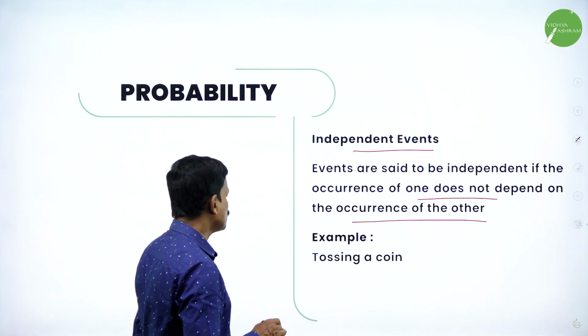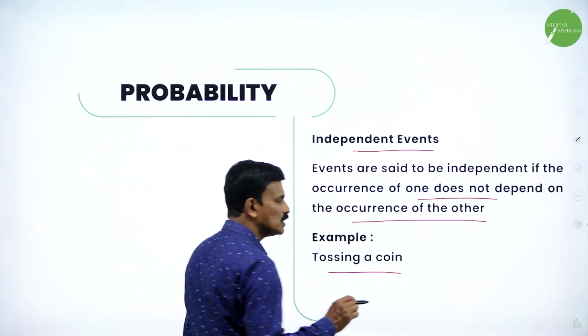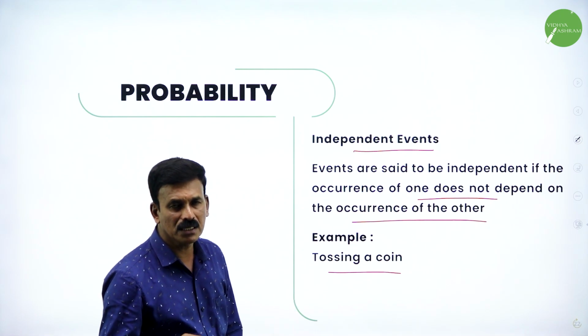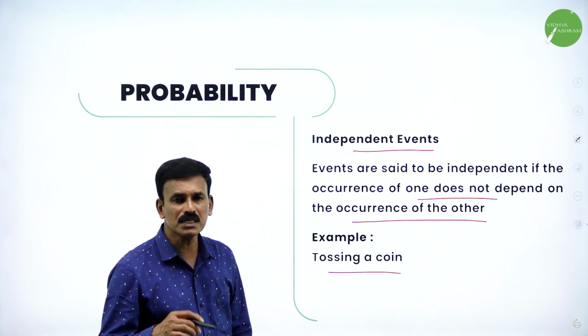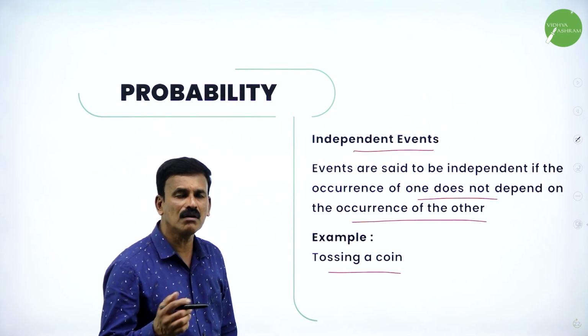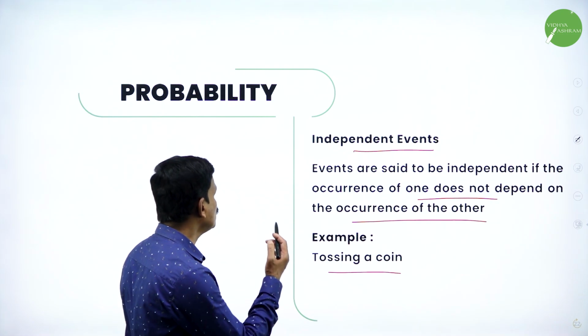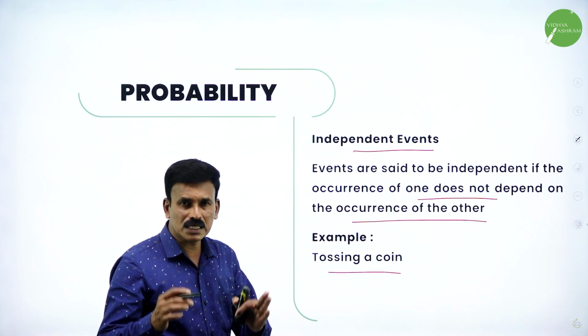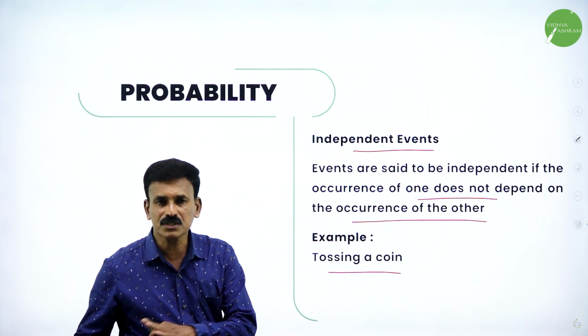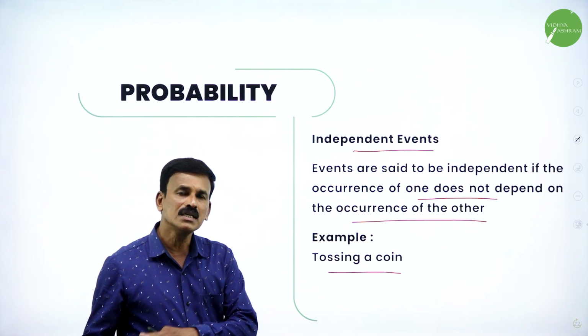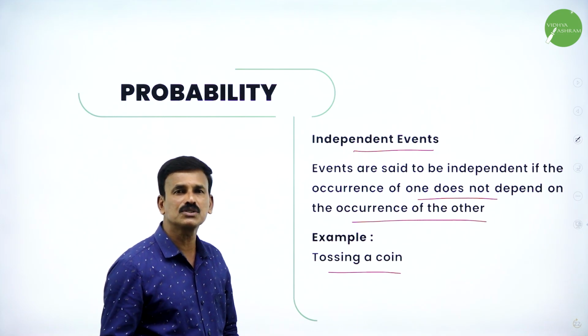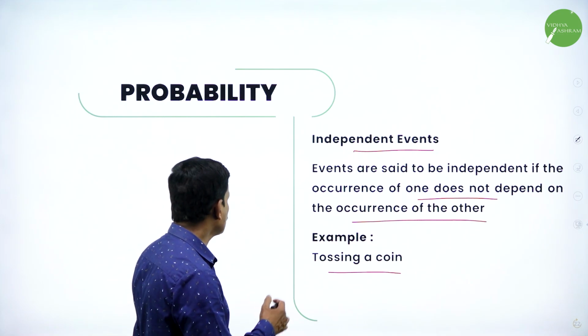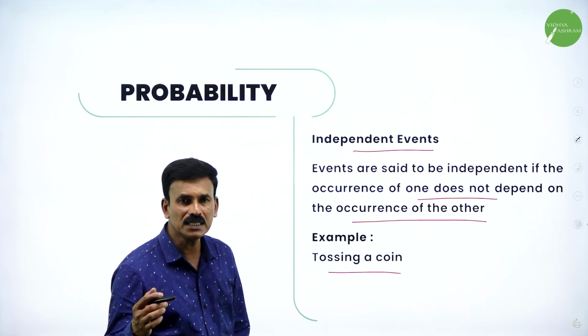For example, tossing a coin. If you toss a coin, you may get head or tail. Head or tail does not depend upon anyone. That is an example of an independent event. The occurrence of one does not depend on the other. So getting head does not depend on tail, and getting tail does not depend on head. Therefore, tossing a coin is an example of an independent event.